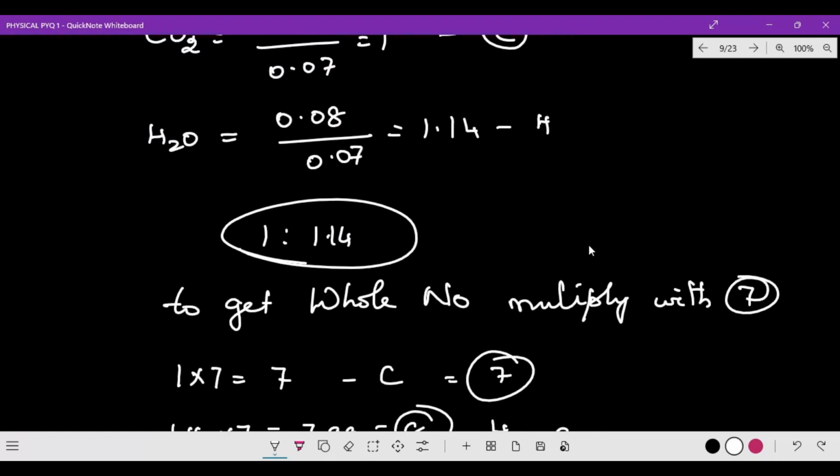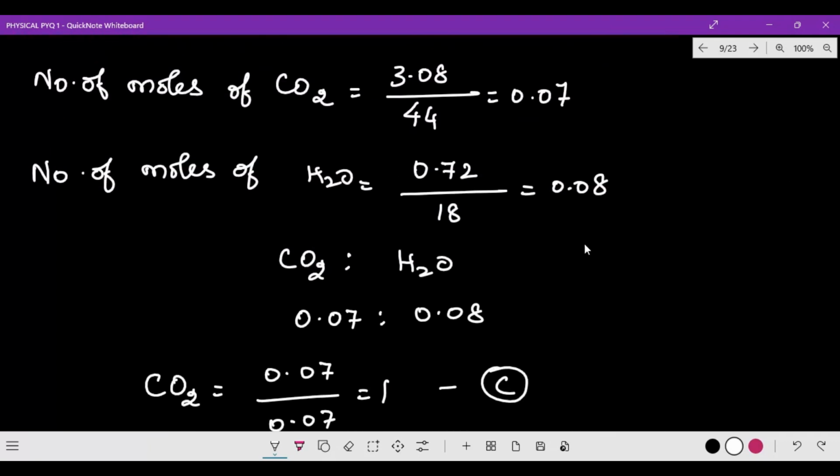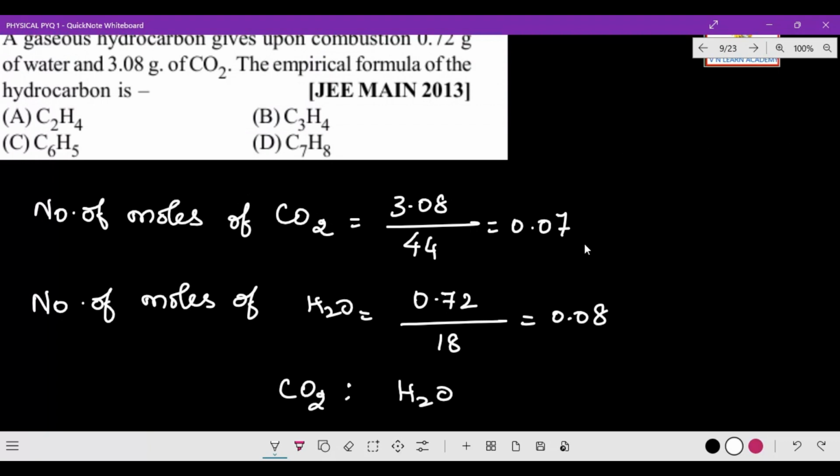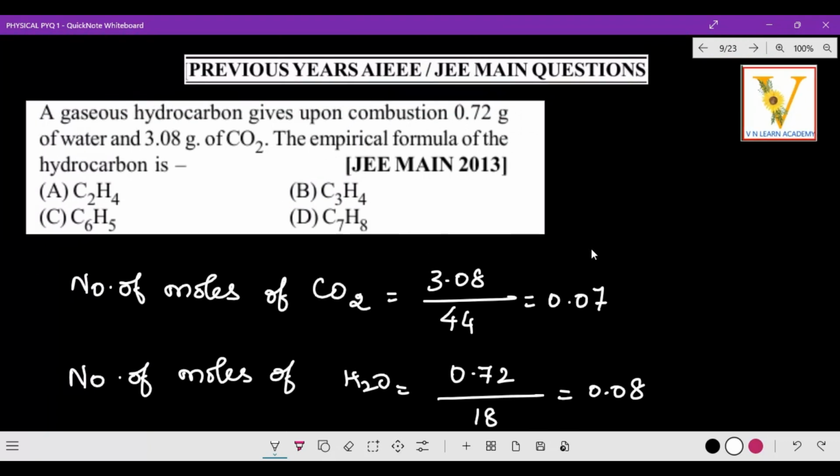Come on, what is the correct option? Let us find. I hope you got the clarity on how to go for it. C7H8. Yes, the answer is blinking here only. Option D is the correct option, C7H8. You know how to identify. I hope you got the clarity.